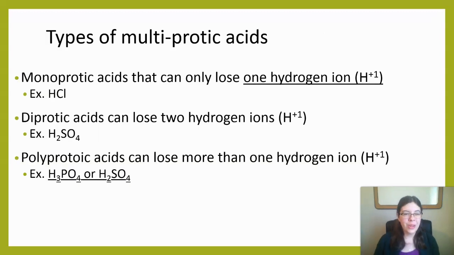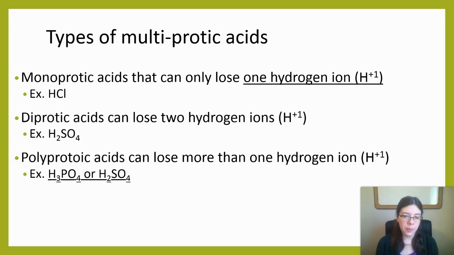We also, as we saw with that H2CO3 with the bicarbonate ion, have multiprotic acids, meaning acids that have more than one hydrogen on them. Now, monoprotic acids can only lose one hydrogen ion. An example of this would be hydrochloric acid, HCl. Diprotic acids have two hydrogen ions that they have the potential of losing. In this case, I have sulfuric acid, H2SO4, so it has two different hydrogen ions.